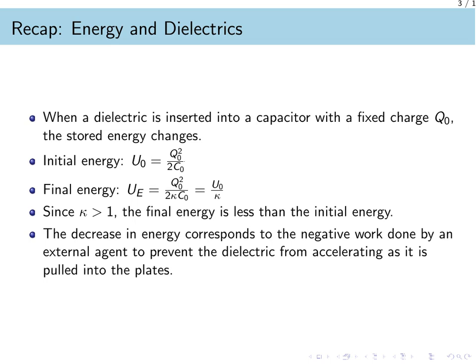Because the dielectric constant is strictly greater than 1, the final stored energy is less than the initial energy. This decrease in energy is accounted for by the negative work performed by an external agent, which is necessary to keep the dielectric from accelerating as it is pulled between the plates.